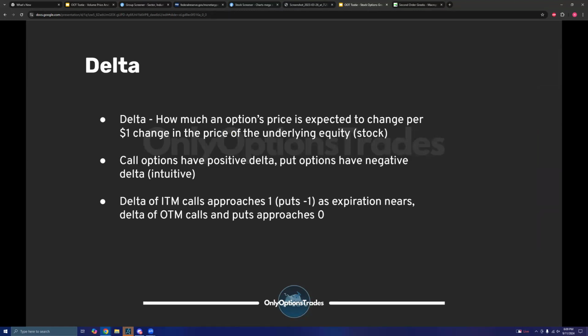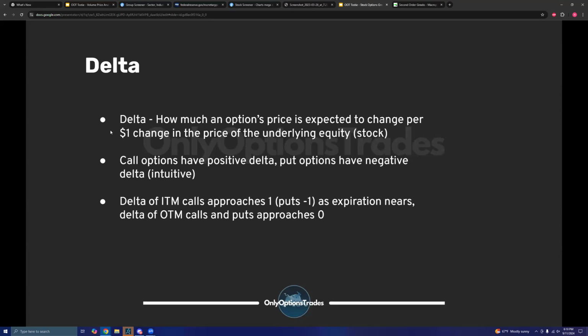And delta represents how much an option's price is expected to change per $1 change in price of the underlying equity. Call options have positive delta, while put options have negative delta, which should be intuitive, right? As stock price increases, the call option gains value and the put option loses value. And as stock price decreases, put options gain value and call options decrease in value.